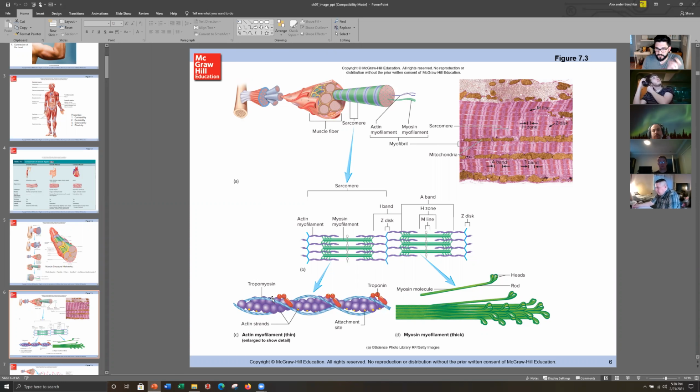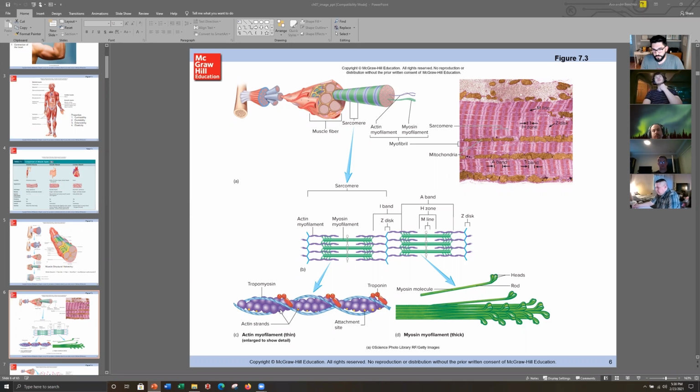That tropomyosin is important because it makes sure that the actin filaments aren't just being willy-nilly attached to myosin and that our muscles aren't just constantly being contracted, right?